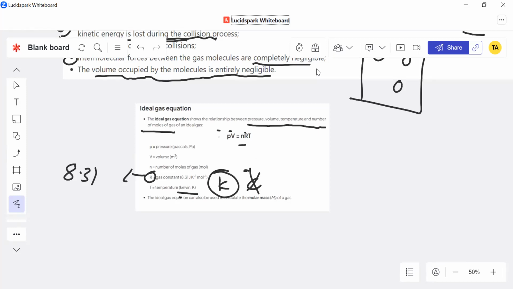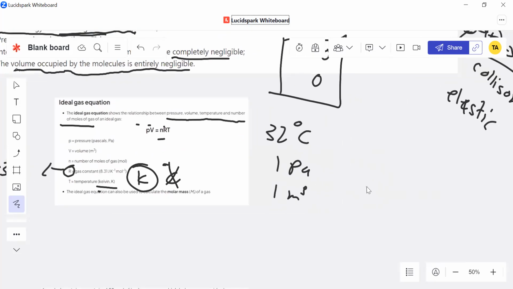And let's say that they give you the temperature, 32 degrees Celsius, and they also give you the pressure. Let's say pressure is 1 Pascal, volume is 1 meter cube, and they tell you, find me the number of molecules. So how will you find this? I'll give you 1 minute to do this question. They've given me the temperature, the pressure, the volume, and they tell me, find the number of molecules.